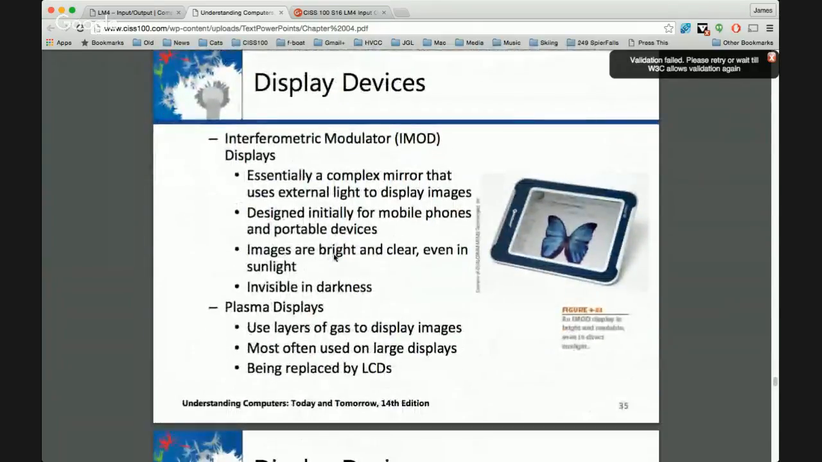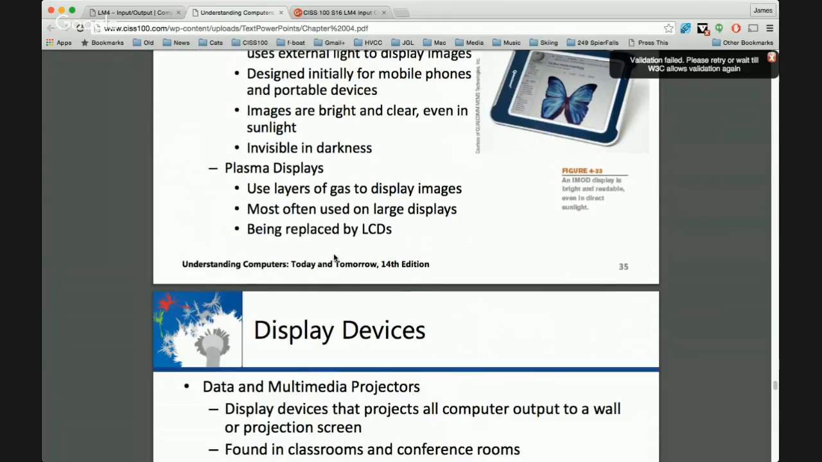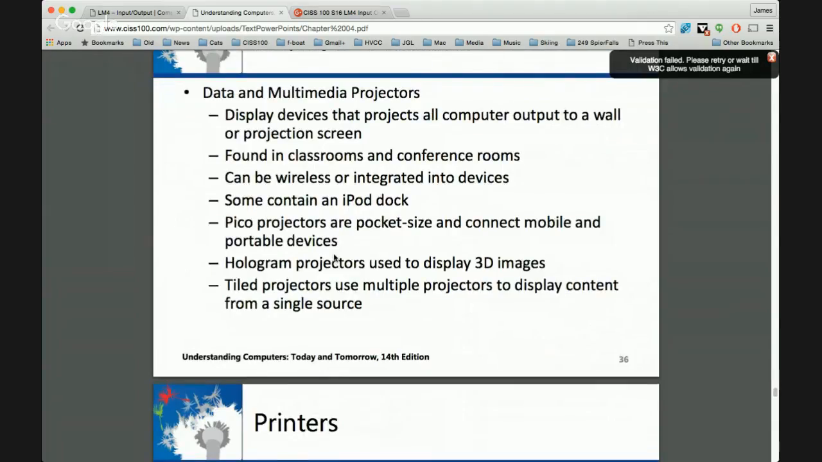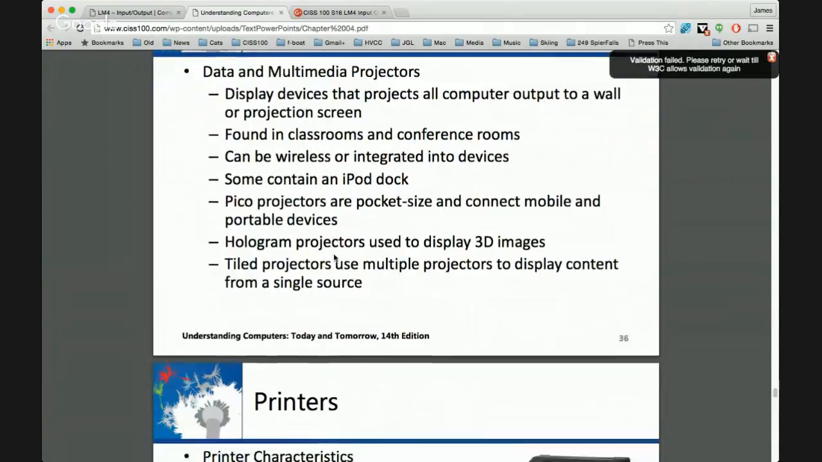Interferometric modulator displays have real low energy needs because they use mirrors. Now, of course, if it's using mirrors and available light, they're not going to work at night. But for something like a daytime nature walk, yes, I can see their use. Projectors, and we'll take a look at those tomorrow. And again, they're getting smaller.